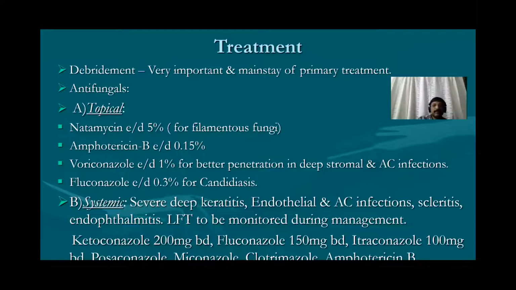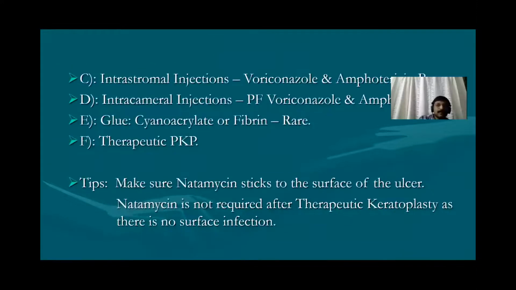Ketoconazole 200 mg BD, fluconazole 150 mg BD, itraconazole 100 mg BD, posaconazole, clotrimazole, and amphotericin B can be used. Intrastromal injections like voriconazole and amphotericin B are also used, as are intracameral injections. Preservative-free voriconazole and amphotericin B can also be given. Glue, cyanoacrylate or fibrin glue, is used, but it is very rare because perforation is very rare in fungal keratitis. In non-responding ulcers, therapeutic penetrating keratoplasty is done.